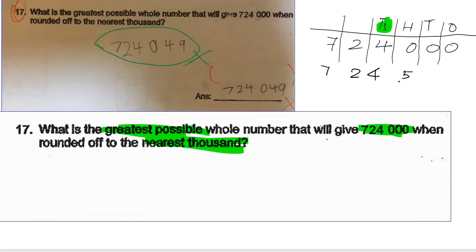Can I put 5 here? No, because when 5 is rounded off to the nearest 1,000, here will become 725. So definitely this number must be less than 5, which is 4. So what is the greatest number that is less than 500? Because here is 4 already, it cannot hit 500. It must be 400 something. When you hit 500, this will become 5 when rounded off. So what is this greatest number? Easy, 499 is the greatest possible number that I can get. So this is the answer.